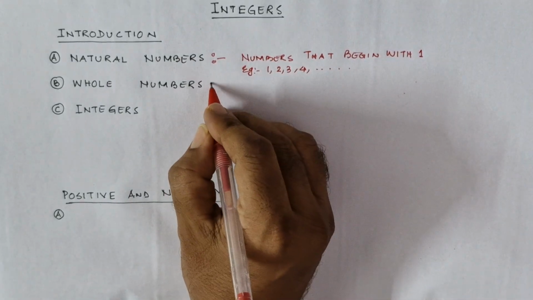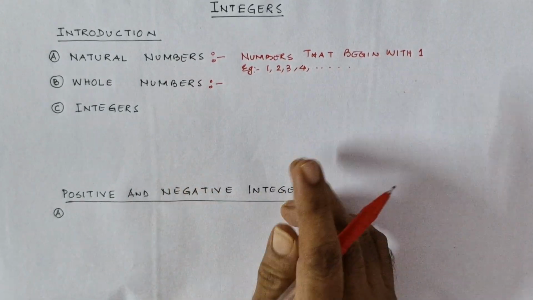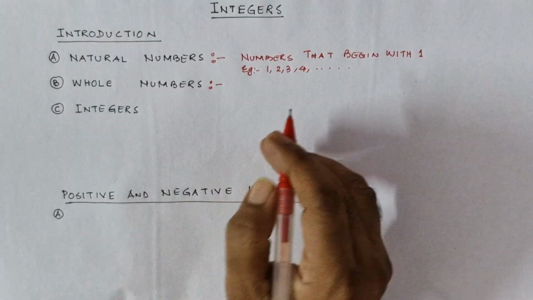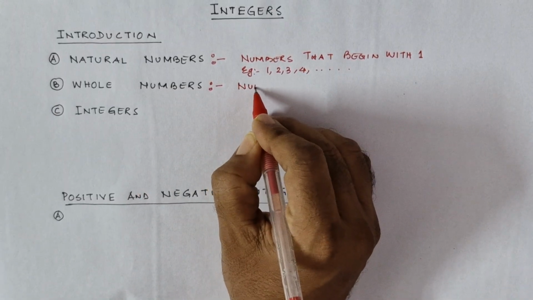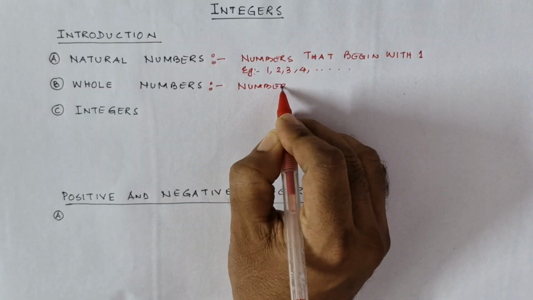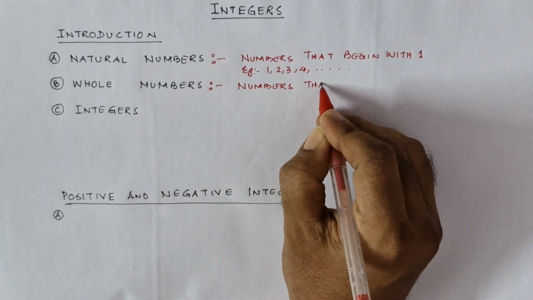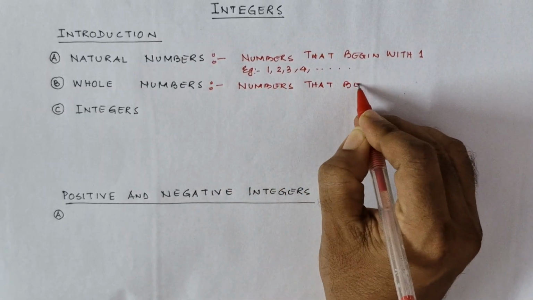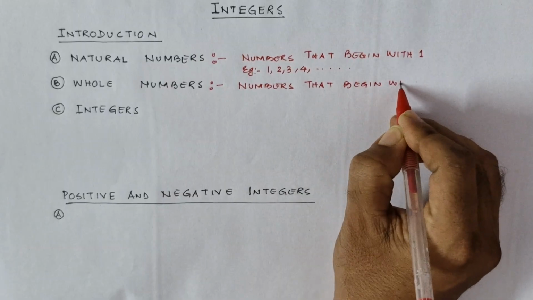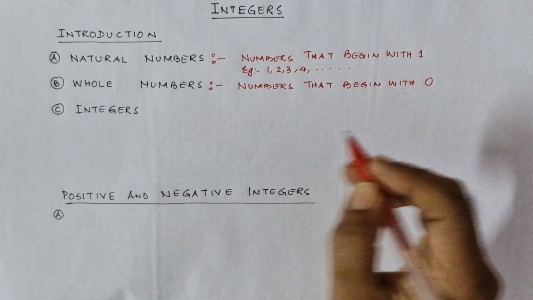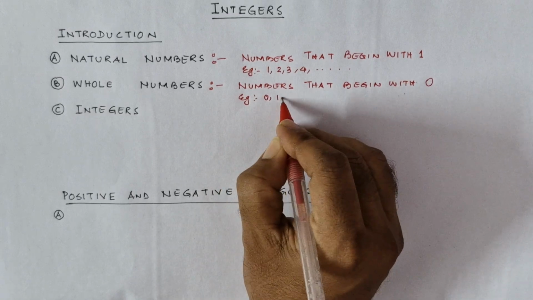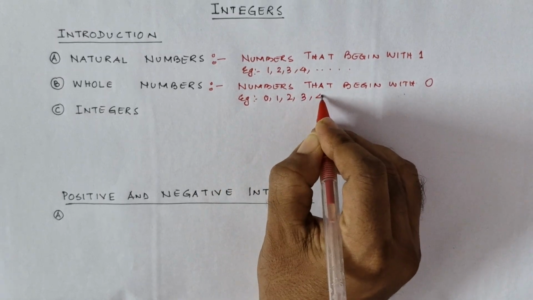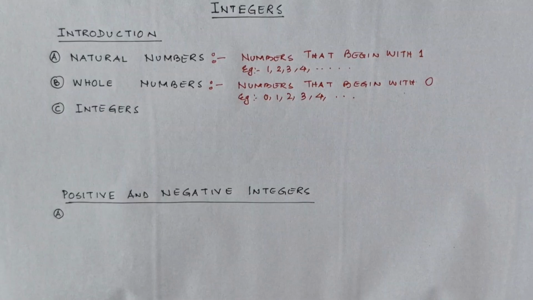And what are whole numbers? We did a chapter on whole numbers, remember? Whole numbers are numbers that begin with 0, right? So examples like 0, 1, 2, 3, 4 and so on and so forth.